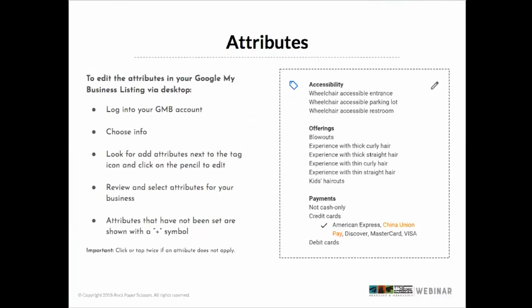So you can add as many attributes that are applicable. If something doesn't apply to your business, click or tap twice to remove it. So if accessibility is important, if you're a retail space, you can definitely list that out. Any specific offerings, payments. More often than not, this is more important if exceptions are a part of your business. This is just making sure that when people come visit you or they call you, they're not surprised by that.